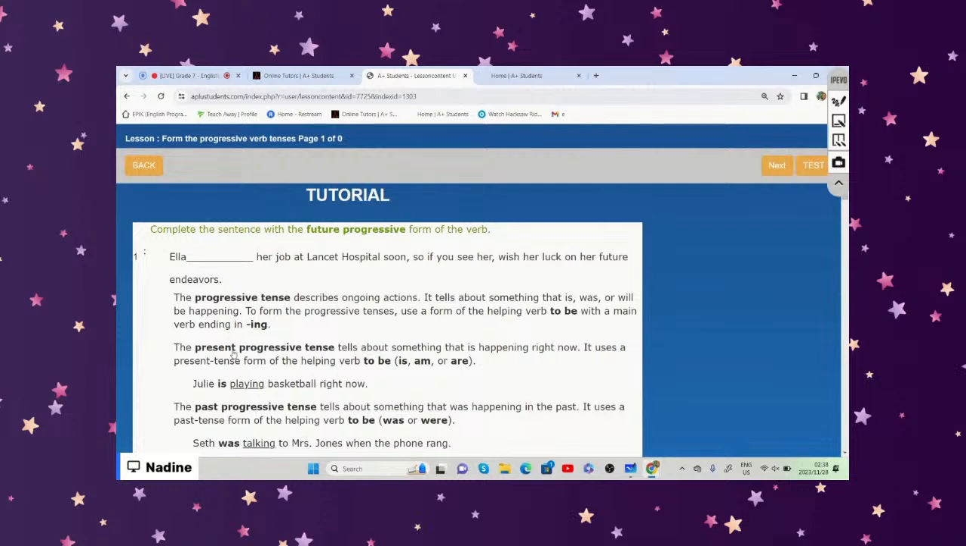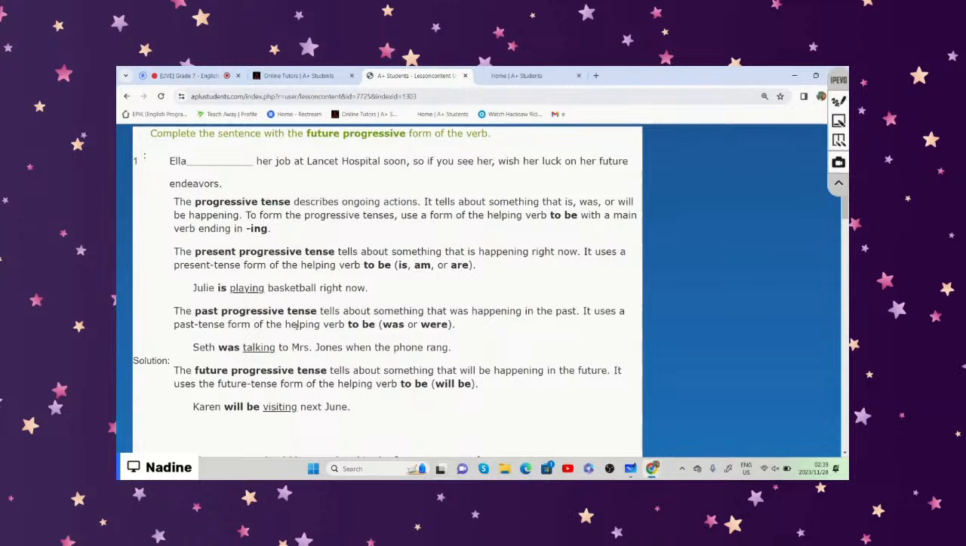In order to form the progressive tenses, we need to use the helping verb, which is to be, with the main verb ending in ing. Then we have the present progressive tense. The present progressive tense tells us about something that is happening right now, in the present.